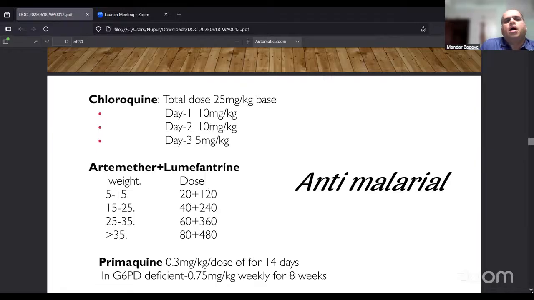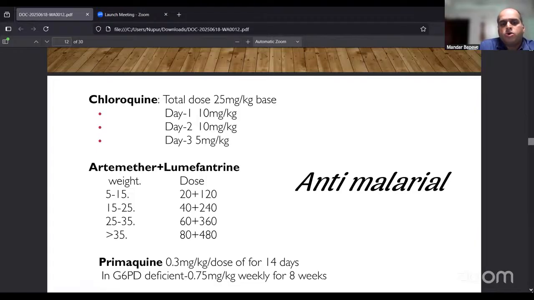Now in malaria, we have to do a radical cure. And for radical cure, we have to give primaquine. And before giving primaquine, we have to check for G6PD deficiency. In patients who don't have G6PD deficiency, we give primaquine in the dose of 0.3 milligram per kilogram per dose, and it is given once in a day for 14 days. In a G6PD deficient kid, the dose is 0.75 milligram per kilogram weekly for 8 weeks.